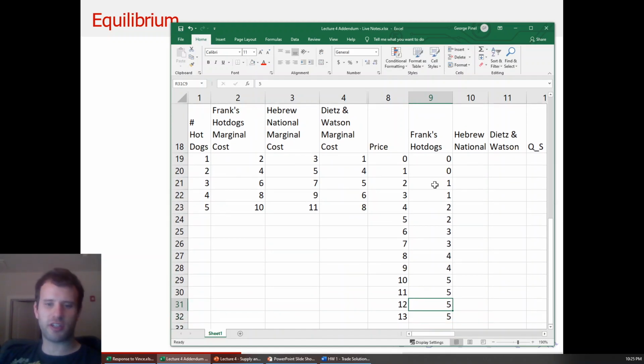Okay. And this could go on, it's increasing in price, but let's just say that they can only make 5 hot dogs. If the price is high enough, they could make $1 million. But for now, for the sake of this, let's just say that they cap it at 5. Okay.